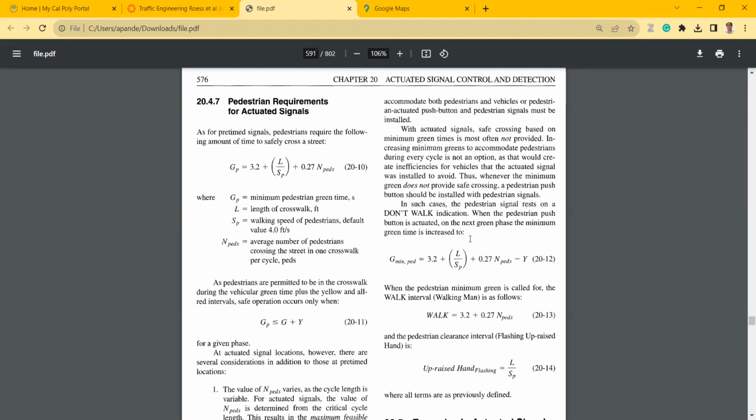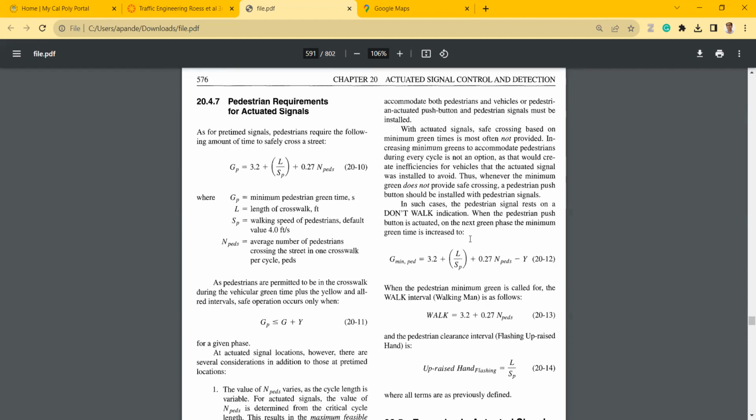Pedestrian green phase will be minimum pedestrian green time, GP, at least 3.2 seconds. Then the length of the crosswalk over ST, the walking speed for pedestrians, default is 4 feet per second. You could use lower values if you wanted to increase the time. And NPEDs, number of pedestrians detected in one crosswalk per cycle.